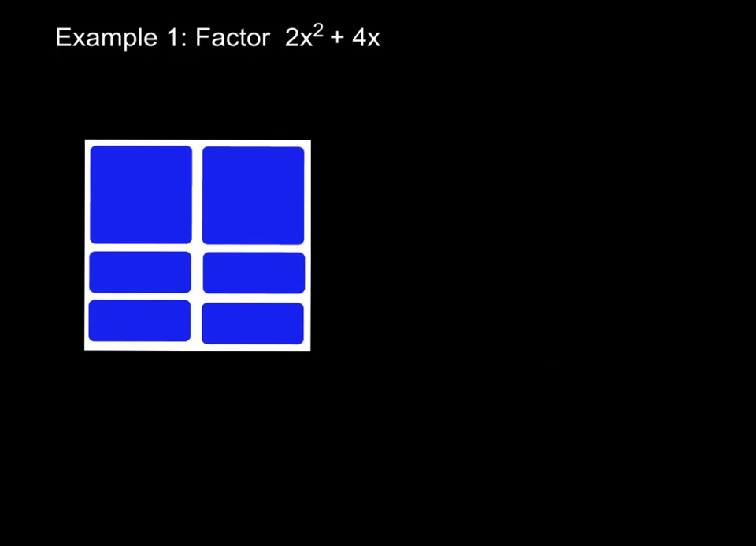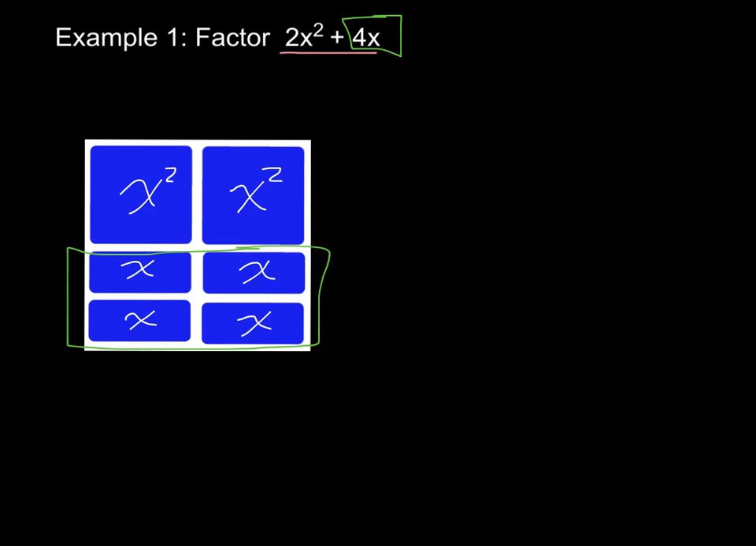Okay, let's go through an example, starting with an expanded form and factoring it. So we're going to factor this expression: 2x squared plus 4x. I've represented it with algebra tiles. This represents x squared, x, x, x, and x. And you can see that in total we have 4 x's and 2 x squareds. So everything that's in the expression is represented in the image.